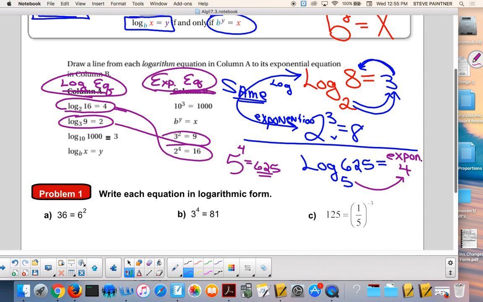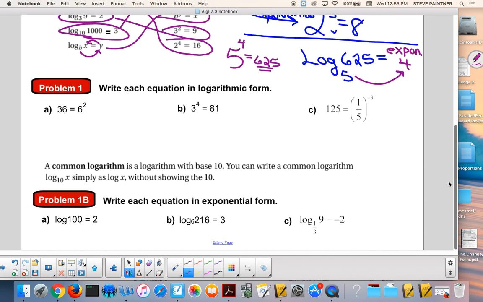Log base 10 of 1,000. First one, yep. I know this is kind of messy, but I hope you get it. And then this one has b to the y must equal x, so it's got to be the second one. Okay? Good? I'm just trying to get you to match up logarithm equations with exponential equations. These last 2 sections, it's just you converting back and forth.